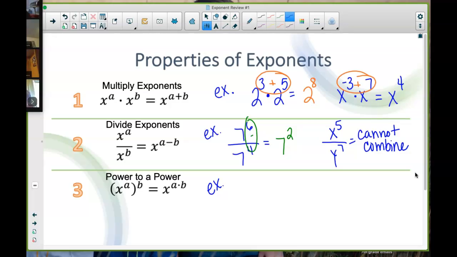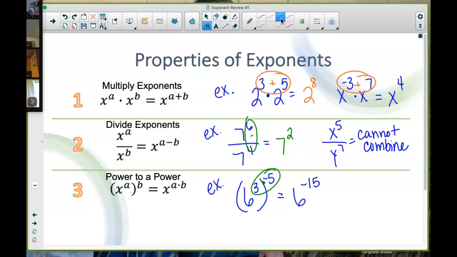Okay, so this would be a problem that might look like this: 6 to the 3rd power to the negative 5th power. If it's written like that, you are going to multiply your exponents. So this would become 6 to the negative 15th power, because you're multiplying these two numbers. 3 times negative 5 is negative 15.